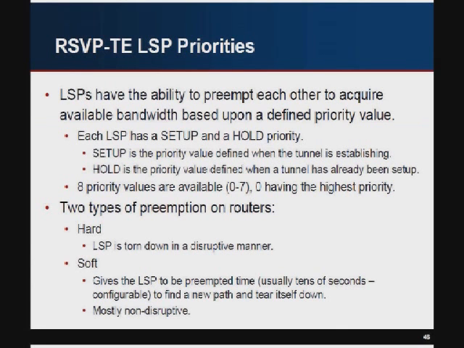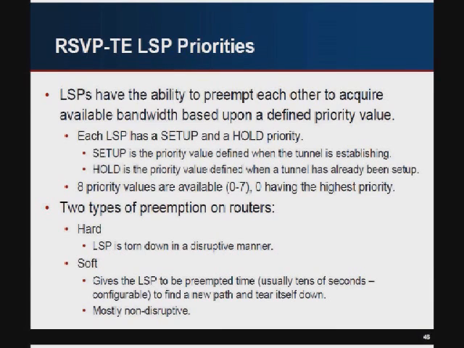There's some more details about how MPLS works. Like I said before, RSVP-TE LSPs have priorities, and the LSPs have the ability to preempt each other to acquire the bandwidth that they need. There's two values that they use to do this. One's the setup priority and the other's the hold priority. The setup priority just means how much do I want to try to set up this LSP if it doesn't exist at all. And the hold priority is how much do I want to try to hold the reservation that I have. So there's 8 priority values for each LSP, 0 through 7, 0 being the highest priority.